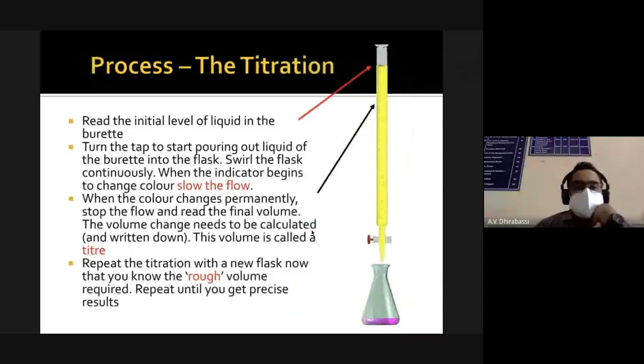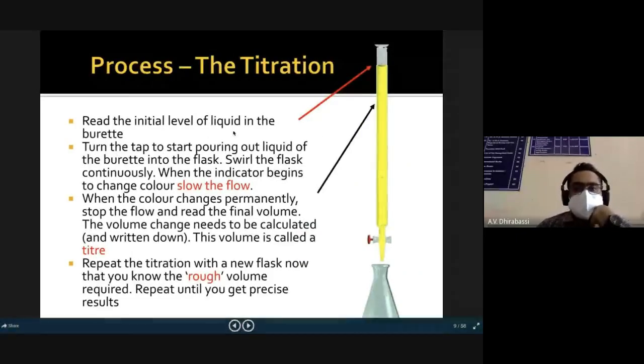Red is the initial level of liquid in the burette. That will be the final reading, meaning whatever chemicals you have consumed to neutralize this compound. Turn the tap to start pouring the liquid from the burette into the flask. Fill the flask continuously, and when the indicator brings a change, slow the flow. That is the exact procedure.